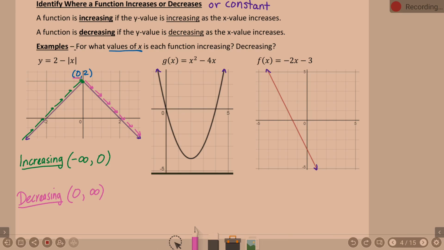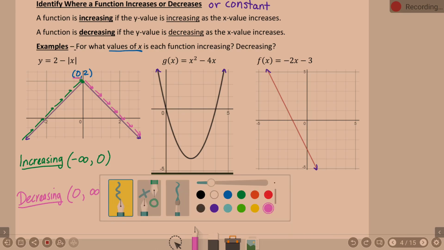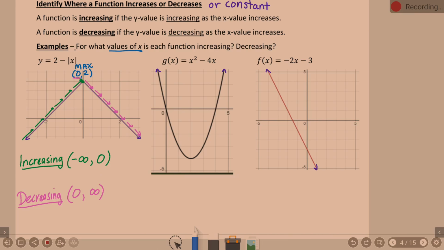This point, if I want to throw in a vocabulary word, this is a max. And why is it a max? Because we went from increasing to decreasing. Seems logical enough if you ask me, but I'm the math teacher, so I try not to assume too much. Okay, we got to move. Okay, I got to speed up.